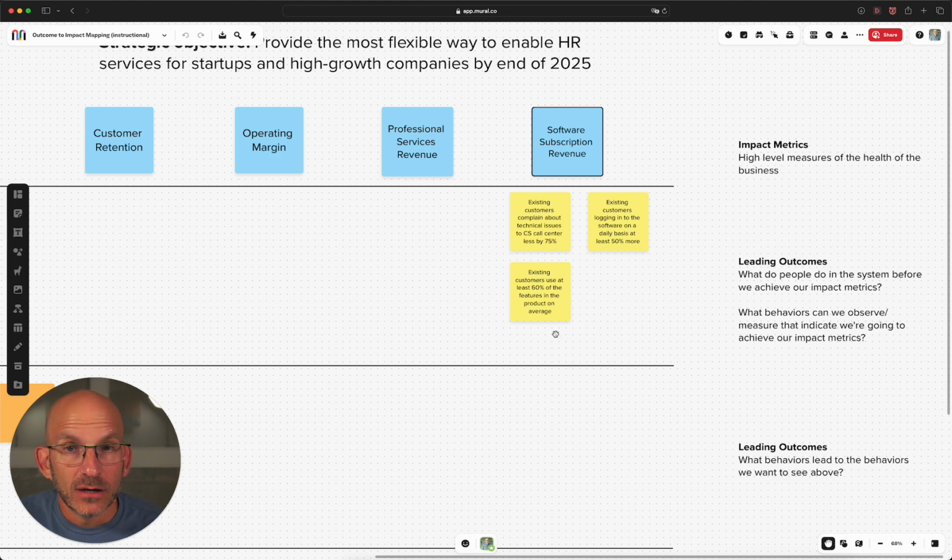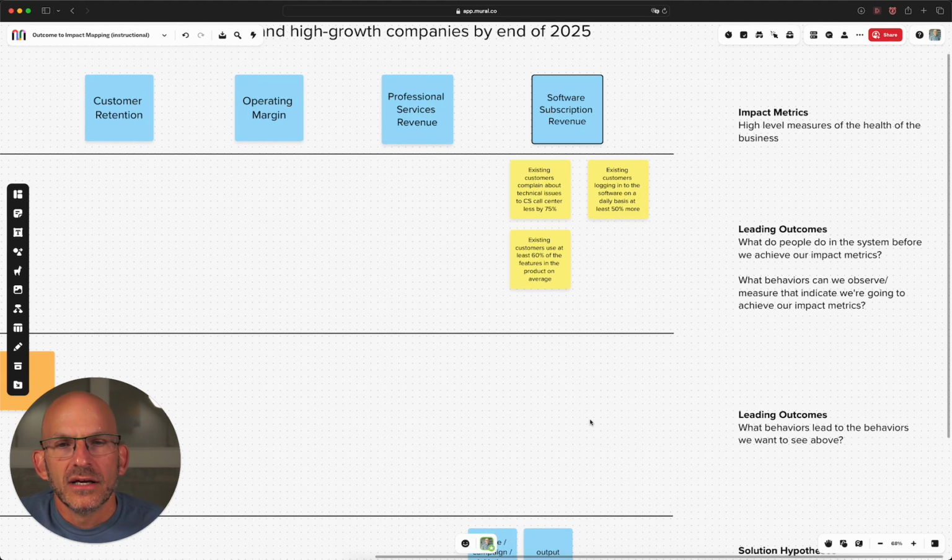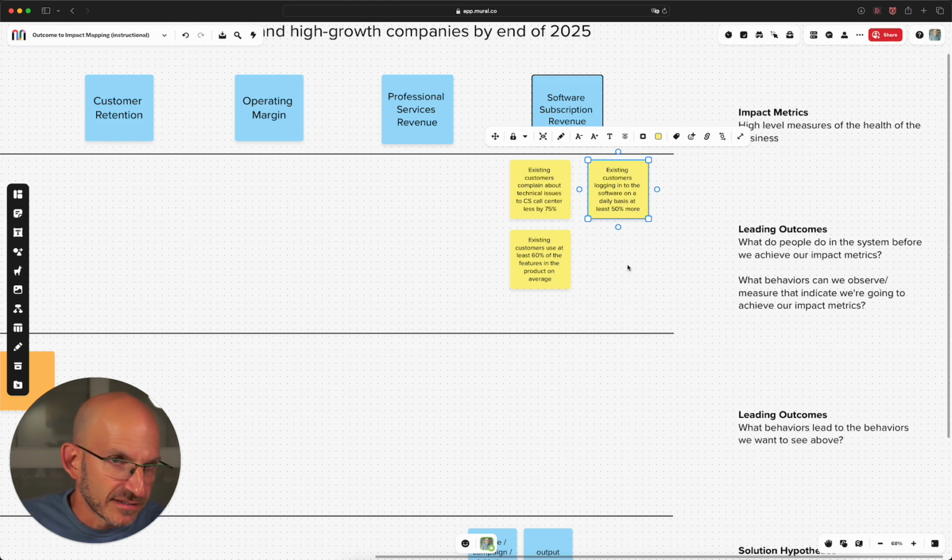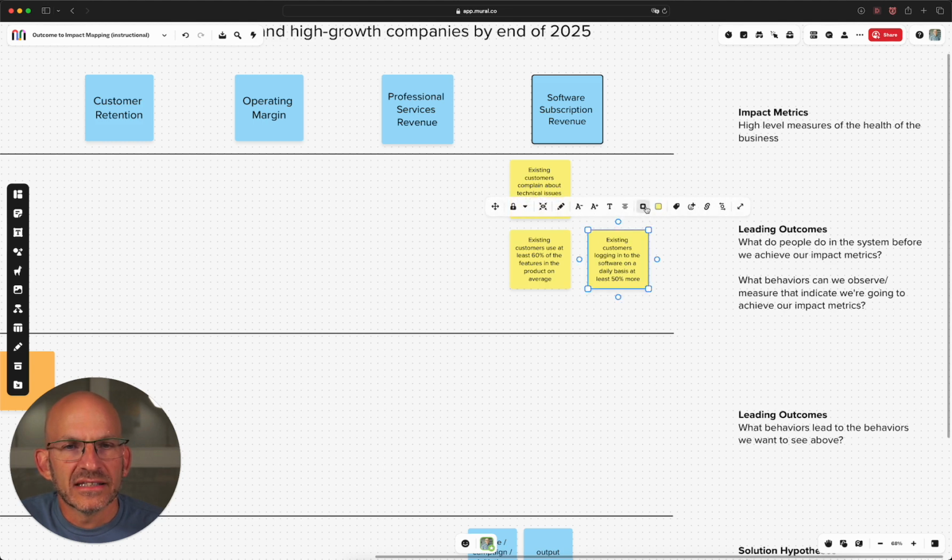Now, the next thing that we ask these folks to do is we say, great, let's pick one of these outcomes, these leading outcomes, and talk about, well, what do people do in the system before we achieve those behaviors, right? What behaviors can we observe that indicate that this next thing is going to happen? So let's pick one of those. Let's grab this one here. Existing customers logging into the software on a daily basis, at least 50% more. So what happens before that? What's kind of the leading indicator of that?